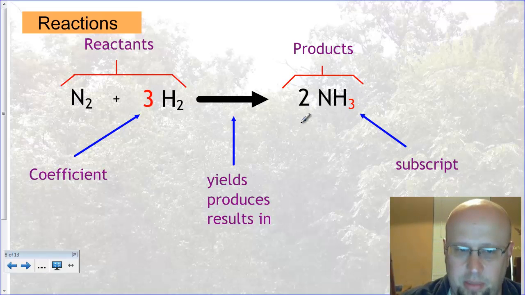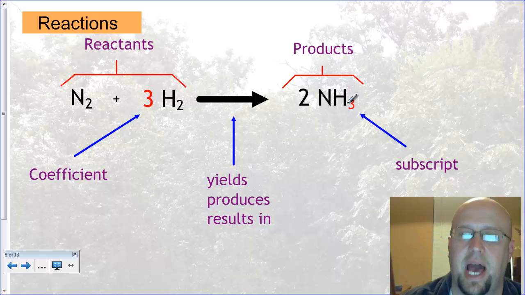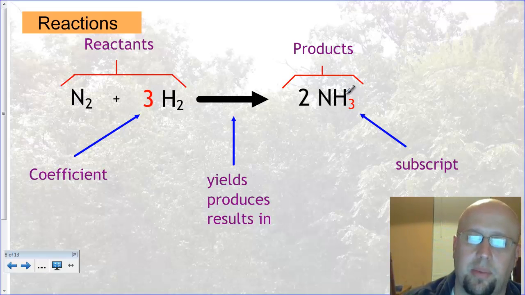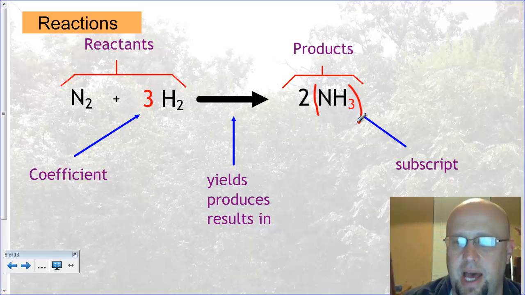The little numbers are called subscripts, and they only apply to the atom that they're right next to. So this 3 only applies to the hydrogen. This 2, we could distribute it mathematically through the whole thing. And so that would mean I have 2 nitrogens, and 2 times 3 is 6 hydrogens.